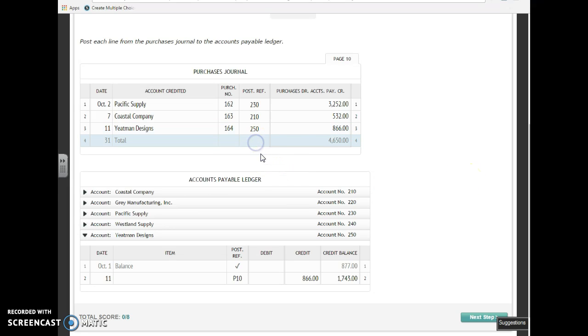Okay, so that's it for this portion. We're still going to be posting more. We've posted to our subledgers. Now we're going to post to our controlling account, which is our accounts payable ledger, and to our purchases ledger.